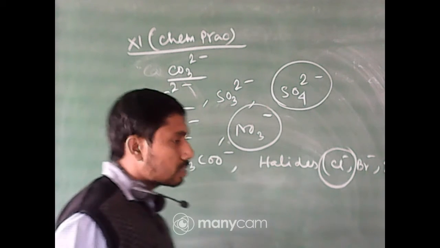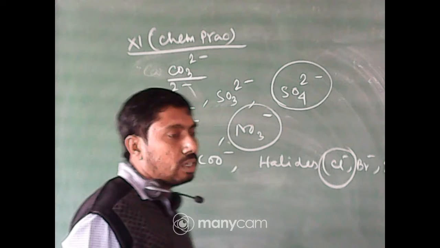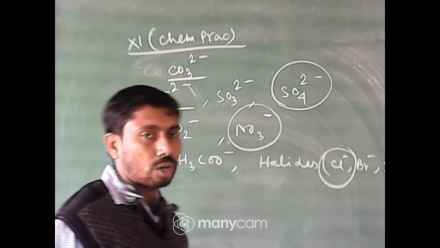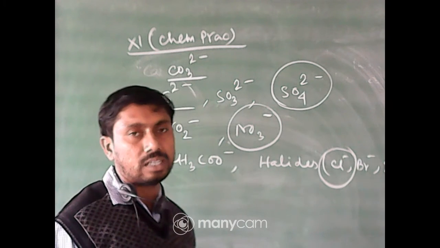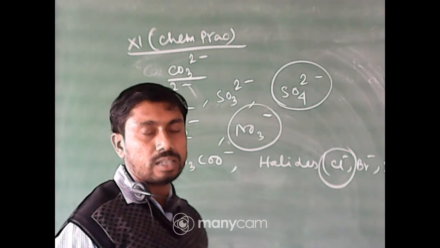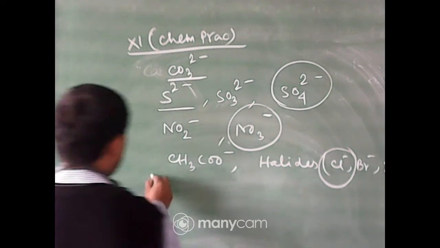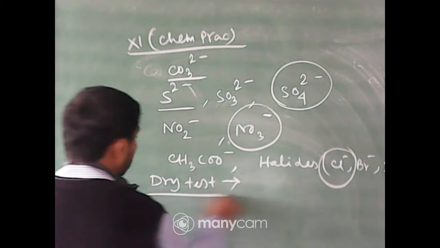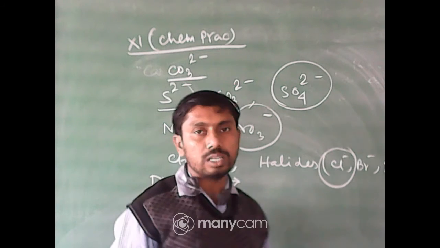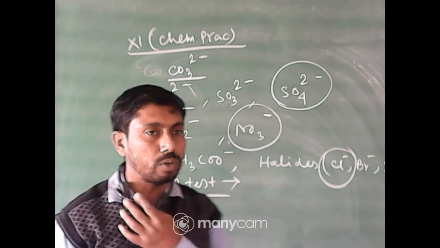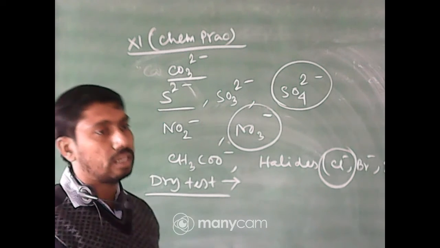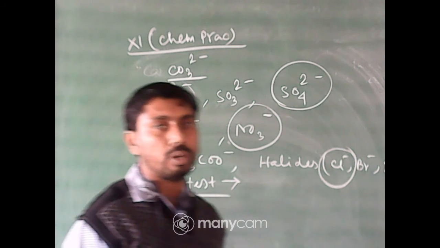Now, how to test these radicals? These radicals can be tested in two manners. There are two kinds of experiment. One is the dry test. What will we do in the dry test? In the dry test, the dry sample, that is the solid sample, will be supplied to you. It is in its intact form and will be taken in a test tube. Basically, the test tube will be dry.